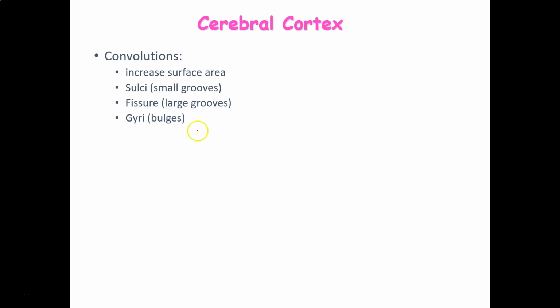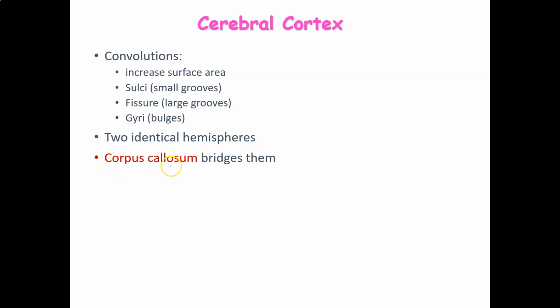The cerebral cortex is made up of two identical hemispheres, so there's a giant fissure that splits the cortex in half, and that's called the longitudinal fissure. And what bridges the two hemispheres is a white matter axon-filled structure called the corpus callosum.